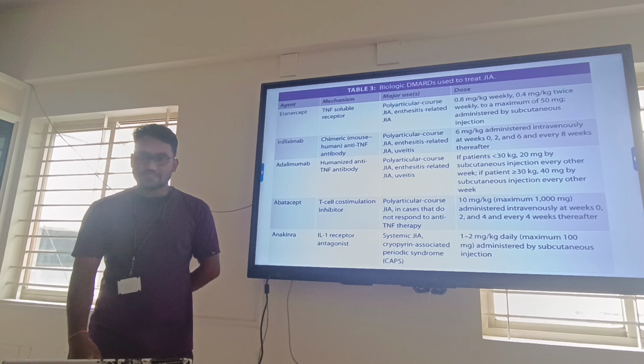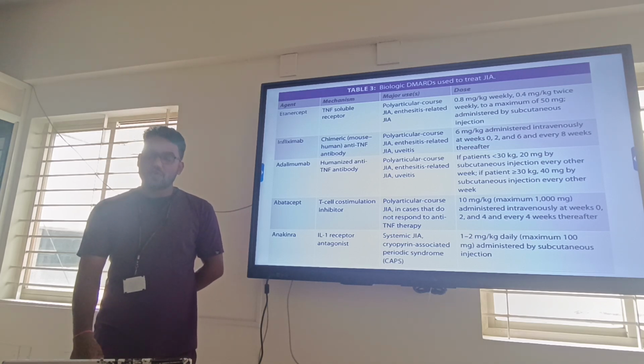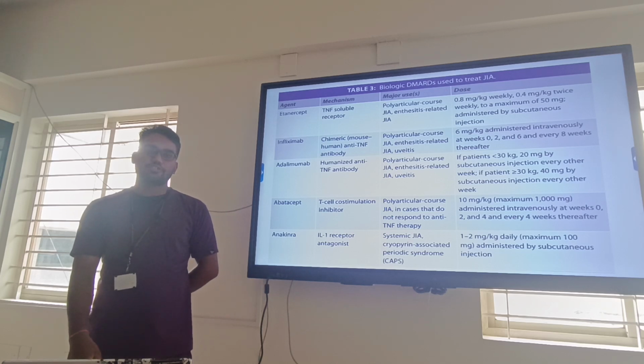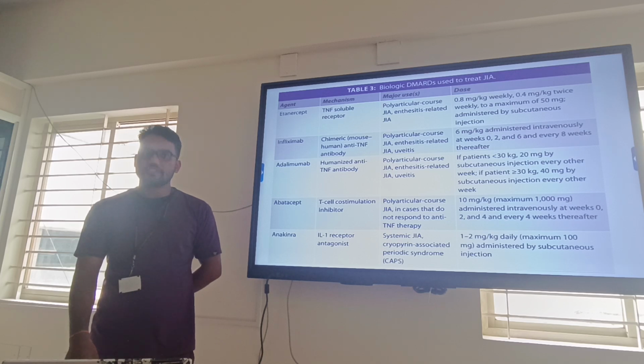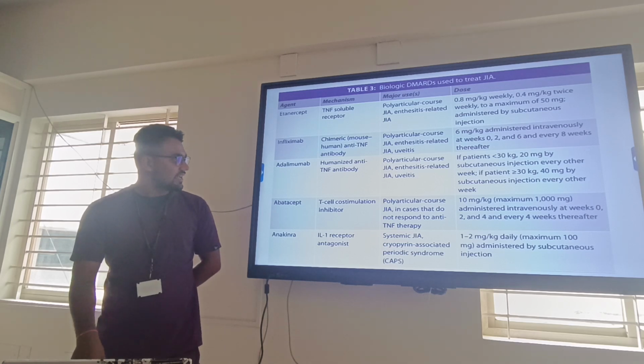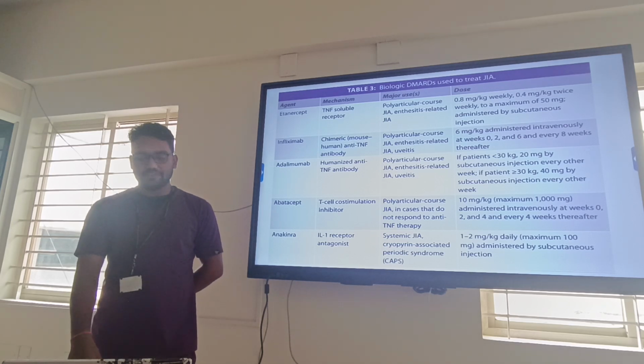Then we have abatacept, which is called a T cell co-stimulation inhibitor. We know that the T cell needs 2 stimulations, it gets activated in 2 phases, because of the CD80 and CD40 proteins. Abatacept inhibits the activation or the stimulation of T cells. The dose for this is 10 mg per kg, maximum 1 gram, administered intravenously at weeks 0 to 4 and every 4 weeks thereafter.